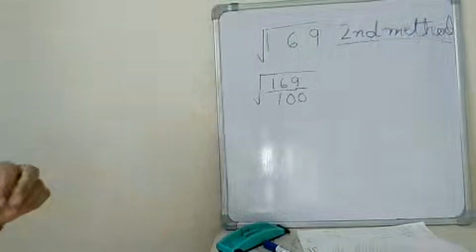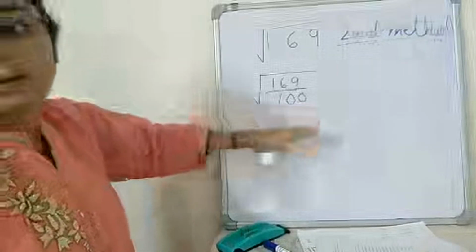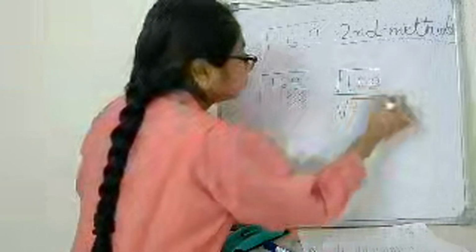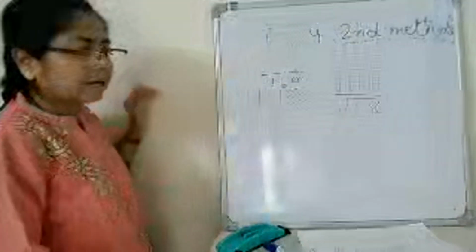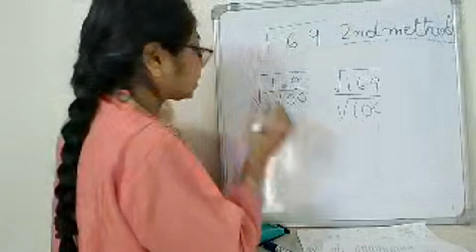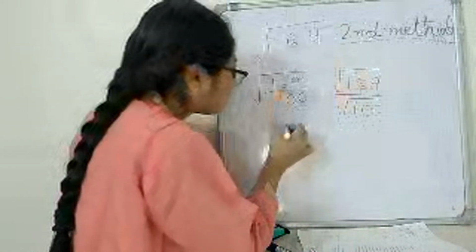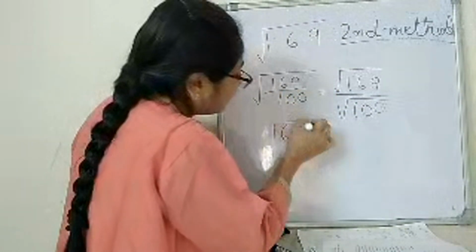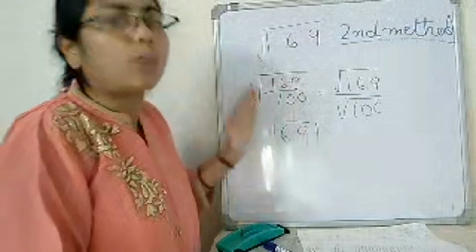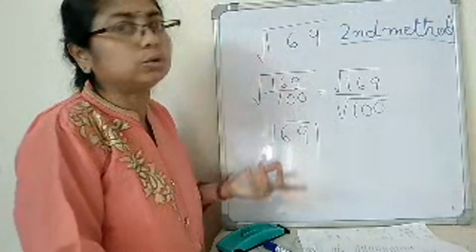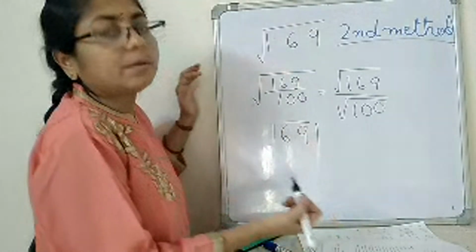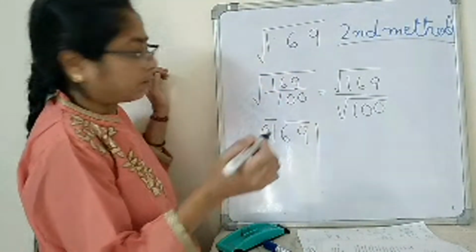Okay? 169 by 100. Then separately we do it: the square root of 169 and the square root of 100. First I find the square root of 169. Same process, long division process. Take 2 numbers, make a bar. You can take a 0 before the 1, but I do not use any 0. You can do this way. If you have a problem, you can write 0 and make a double digit, no problem.